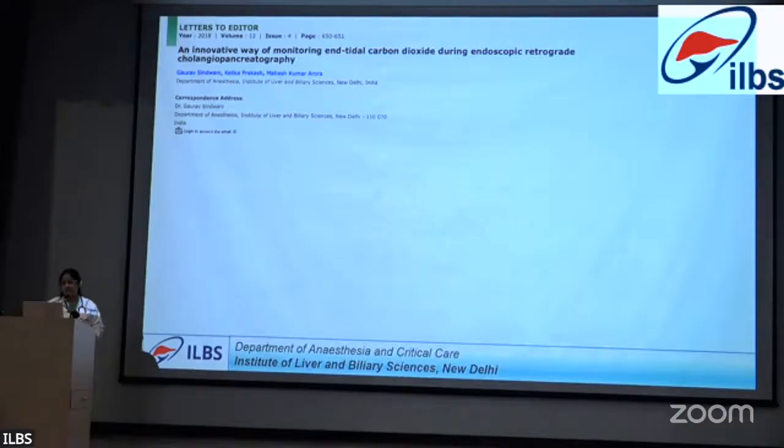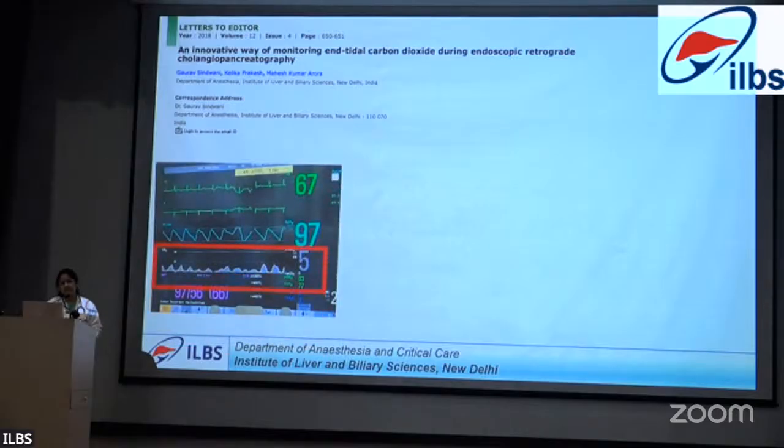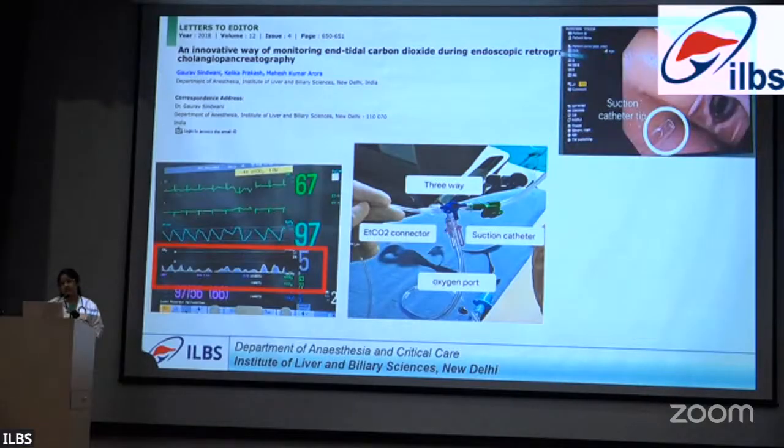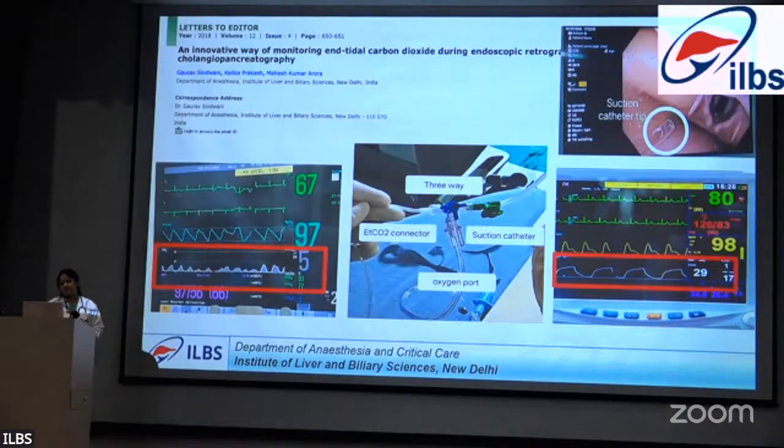It is especially important in procedures like ERCP, where sedation should be given in the form of general anesthesia, but here, as we are giving it only under sedation, ETCO2 monitoring is difficult, as we can see in this graph. So we had an innovative approach where a three-way was connected to the suction catheter, which was introduced through the nasal airway, and ETCO2 was connected to the three-way with the oxygen port. The suction catheter was kept near the vocal cords, and we could get a proper ETCO2 curve and ETCO2 monitoring of the patient.